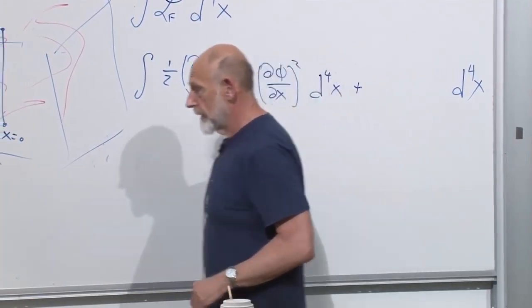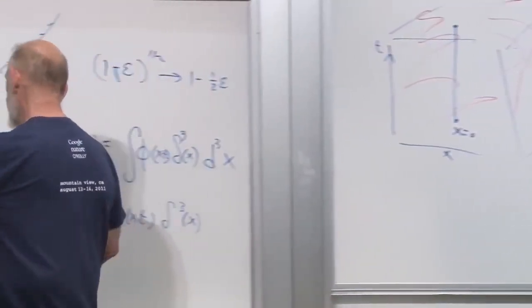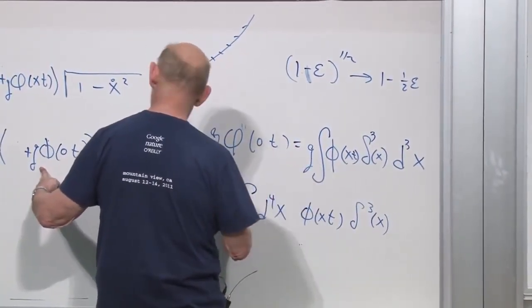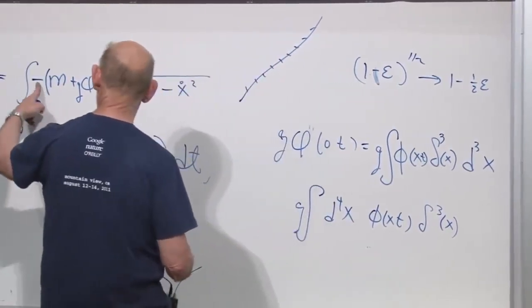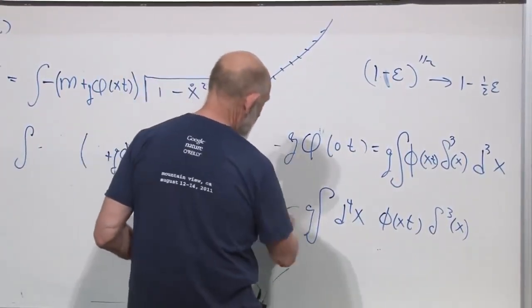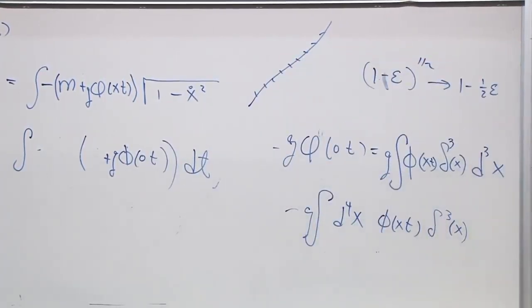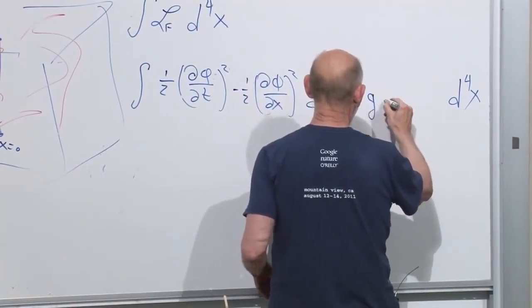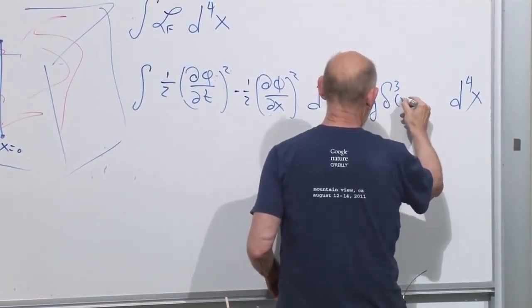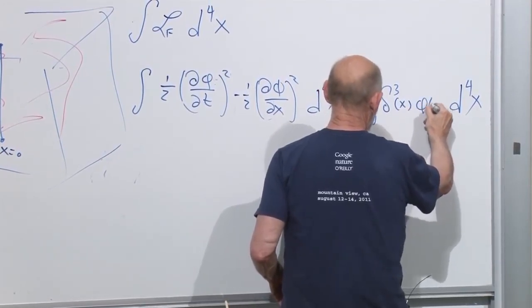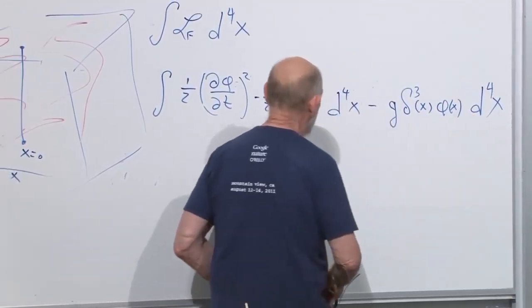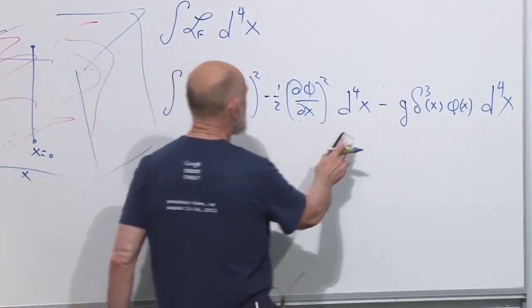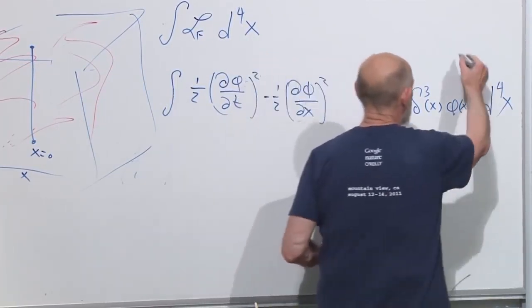plus... I missed something, I missed a G. Minus G delta cubed of x phi of x. And now the whole thing is just one big integral over all space and all time. Here it is.